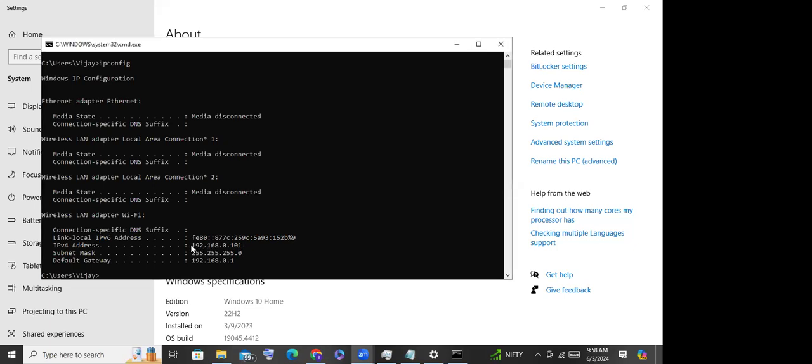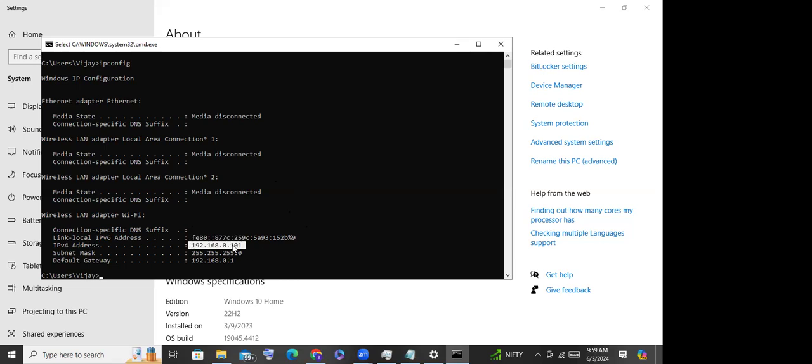Okay, so guys, you would be able to see that this is my IPv4 address, and this is my IPv6 address. Clear, guys? And whatever IPv4 address you are seeing, this is my local address. That is, I'm in the wireless area network, so this is my local address.